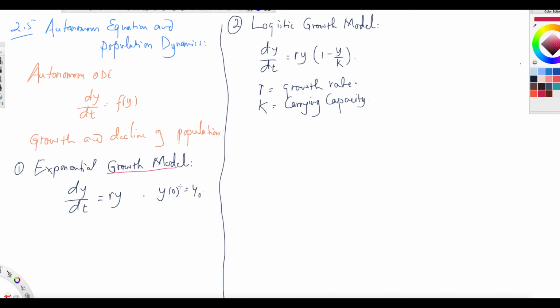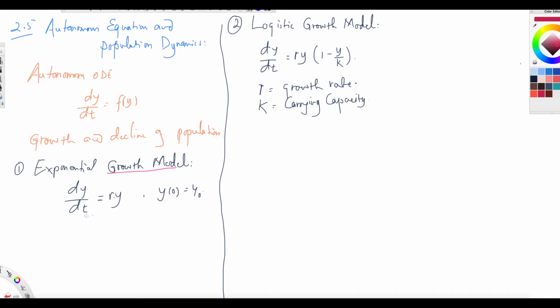So the exponential growth model is the model that says that dy over dt equals r times y, okay? r is a constant growth rate here. r is a positive constant growth rate, because if r is positive, it will grow. If r is negative, it will decay, okay? And y at 0 is equal to y0, okay? So this is called the exponential growth model.